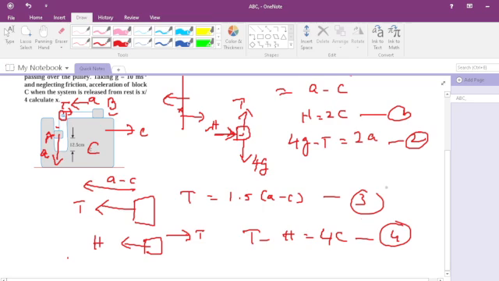Now solving all these four equations, these are simple equations only, you'll finally get the answer. He's asking what is the value of x actually, and he says the acceleration of block C is x by 4. If you solve all these four equations, you get the value of x as 5.